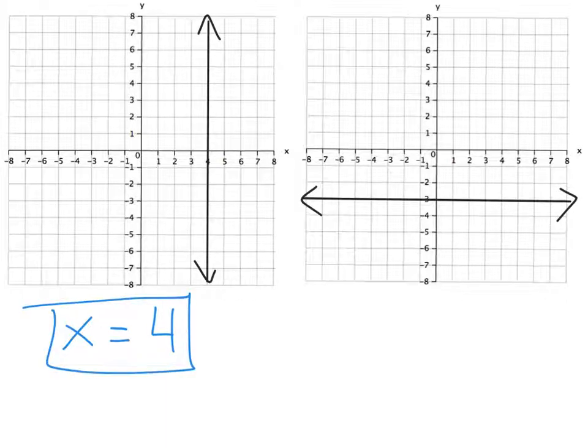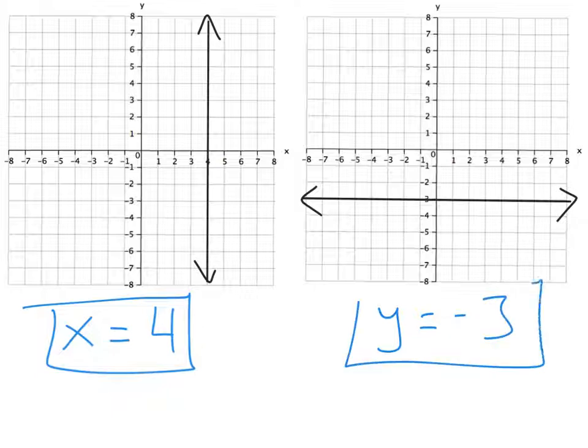For this other line, we have a horizontal line. Horizontal lines always look like y equals a number. And on this line, you can see y is always negative 3. So we have the equation y equals negative 3. And it's that easy.